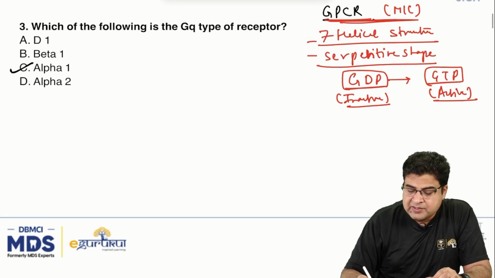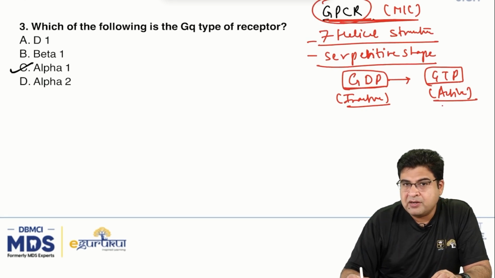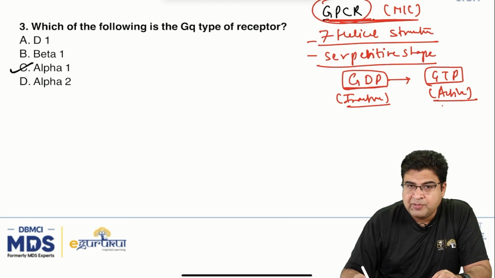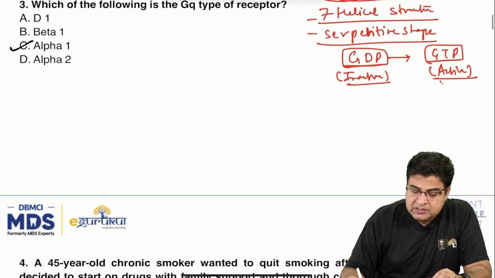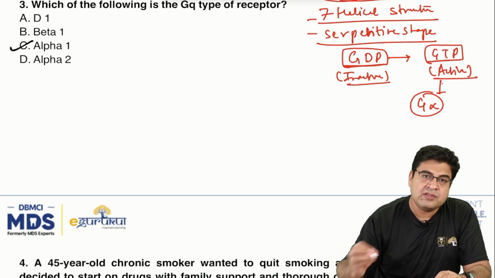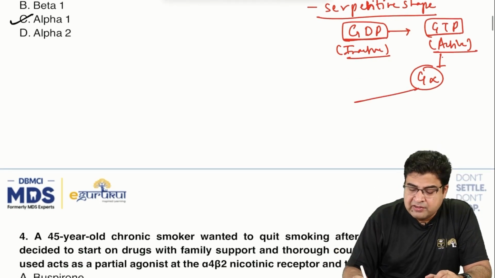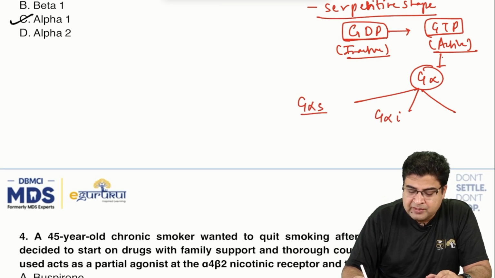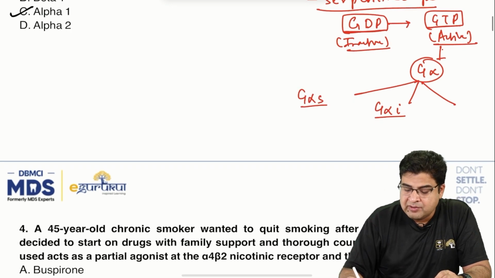Now when this G protein coupled receptor, which was previously GDP, becomes GTP, the alpha unit, the G alpha unit, is released from the receptor. Now this G alpha can be of 3 types. It can be G alpha S, stimulatory type. It can be G alpha I, inhibitory type. It can be G alpha Q.